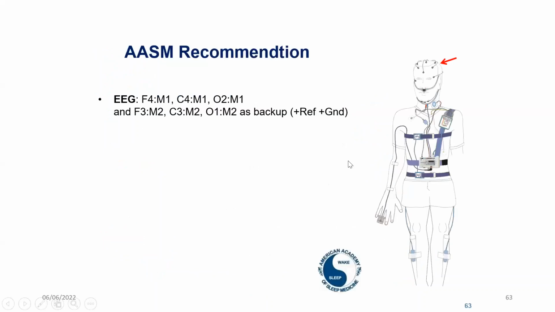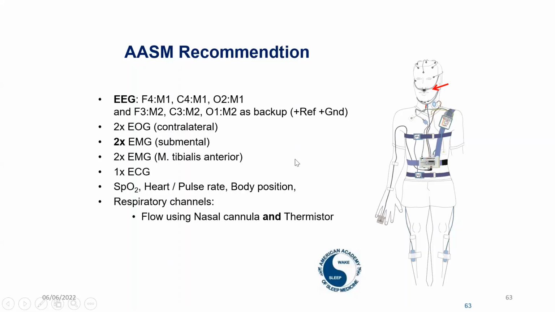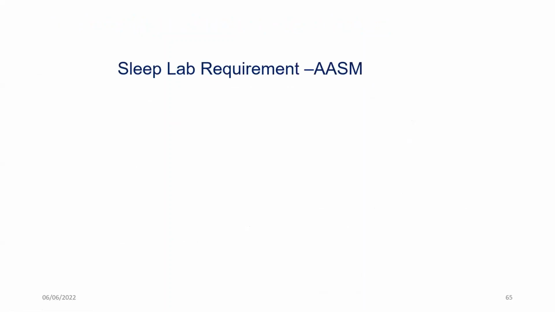So this is what AASM recommends at the end. You have to have EEG, you have to have EOGs, 2 EMGs, you have to have 1 ECG, SpO2, respiratory channels. Then you have to have RIP efforts. As I explained, you have to have snoring sound, and then video. So this is what AASM recommends. This is technical specification. We can leave that.